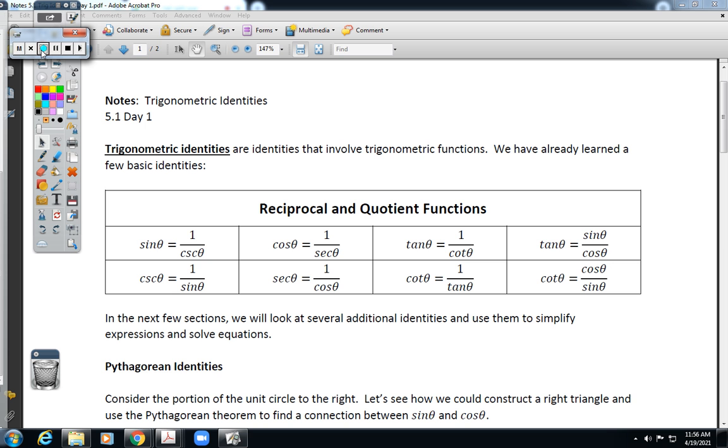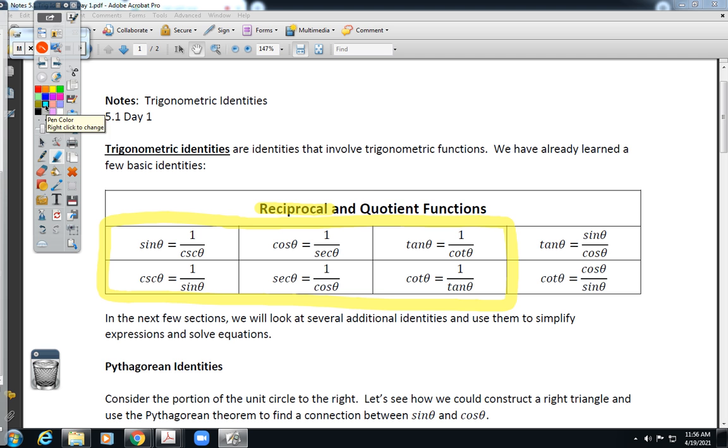We start with this list of reciprocal and quotient functions, which we should already be aware of. We already know that sine and cosecant are reciprocals of each other, which means sine is 1 over cosecant, and cosecant is 1 over sine. Same with cosine and secant, same with tangent and cotangent. We've been using that fact for well over a chapter now. These six are the reciprocal functions.